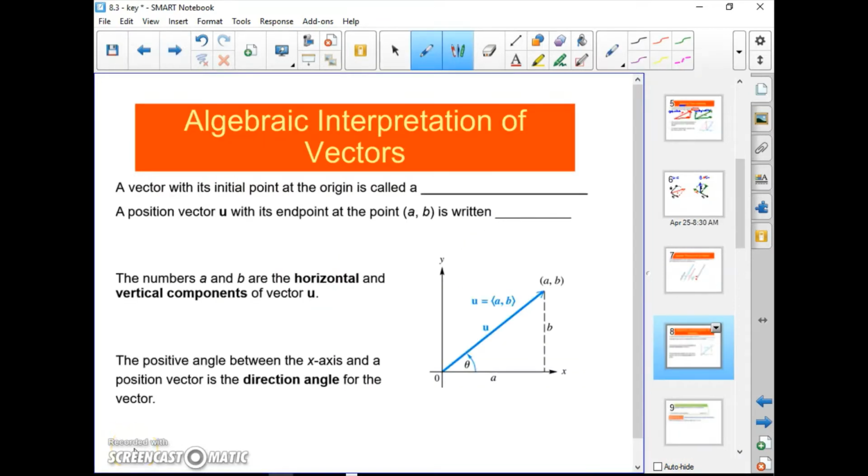A vector with initial point at the origin is called a position vector. And a position vector with endpoint at the point (a, b) is going to be written in this form. And so we've already seen one. It might have been <6, 8>, and that just means that that vector ends or terminates at (6, 8).